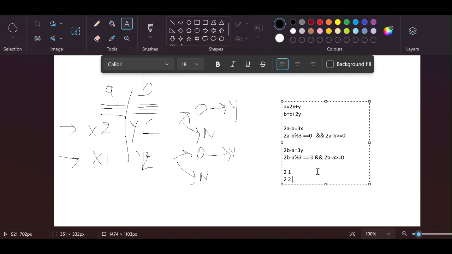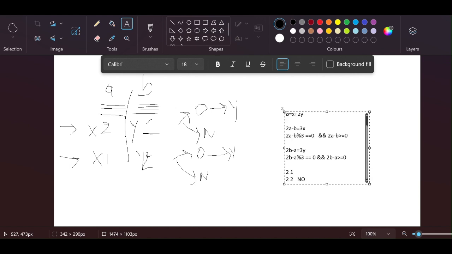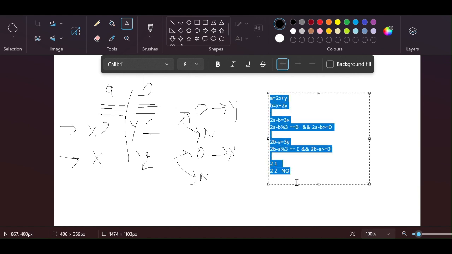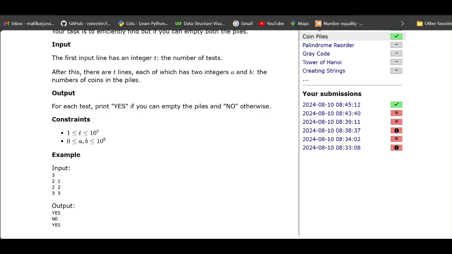So for 2 and 2, here 4 and 2, 4 minus 2 is actually equal to 2. When 2 is divided by 3, we can't get the result 0. So here the first condition fails, so we directly return no as an answer. So this is about the intuition behind the coin pills problem of the CSS problem set. So let us see the code.